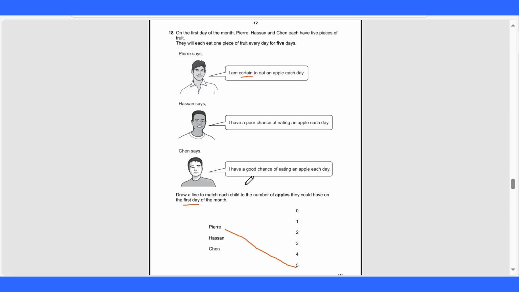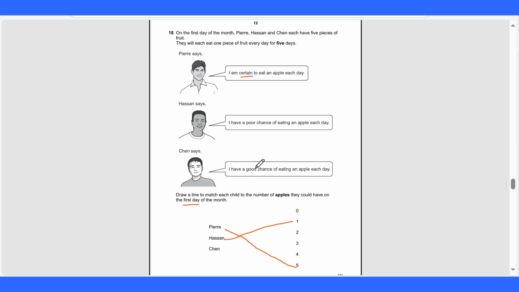Now we'll see here Hassan has a poor chance. Since Hassan has a poor chance, we just give Hassan a score less than half. Less than half is either 1 or 2, so we just write Hassan 1. Right, you may also answer 2 as long as it is less than half. 1 or 2 should be okay.